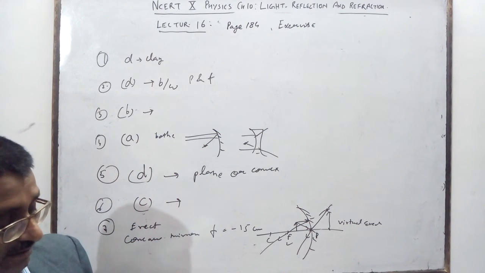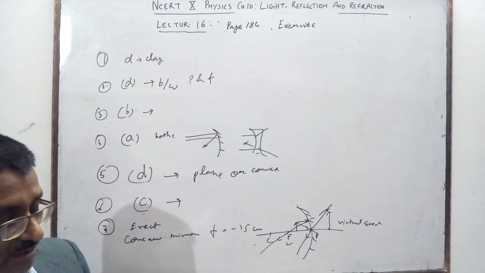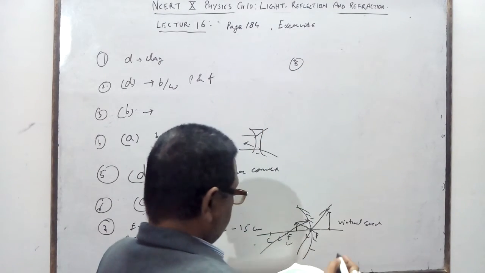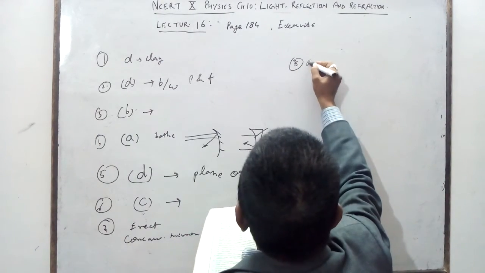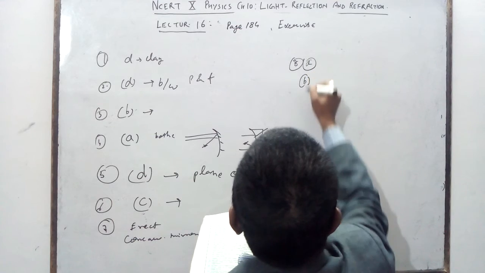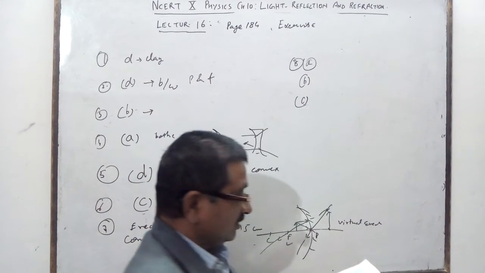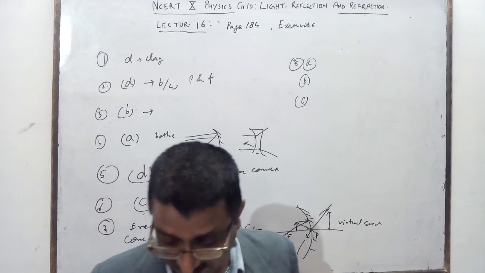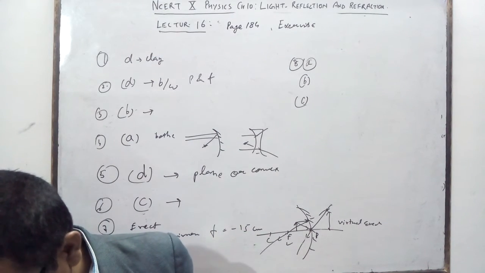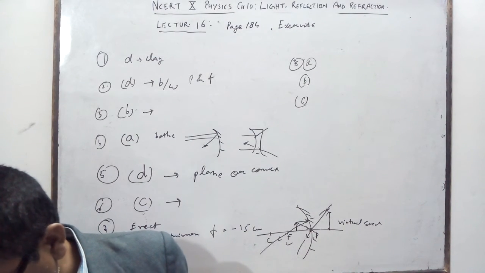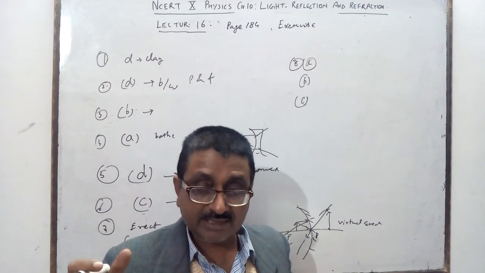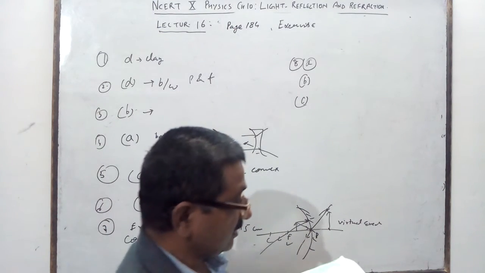Question number 8. Name the type of mirror used in the following situations. Three things are given. First, headlights of a car. Headlights of the car use what? Concave. Why? Because they want to converge the light. That is a concave mirror.